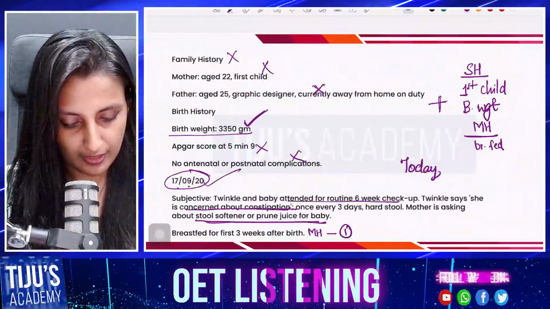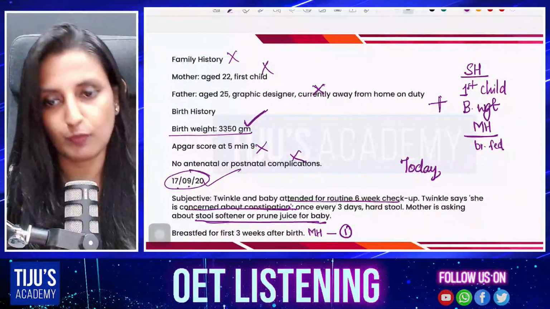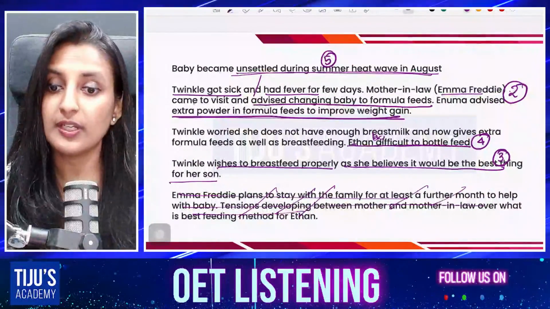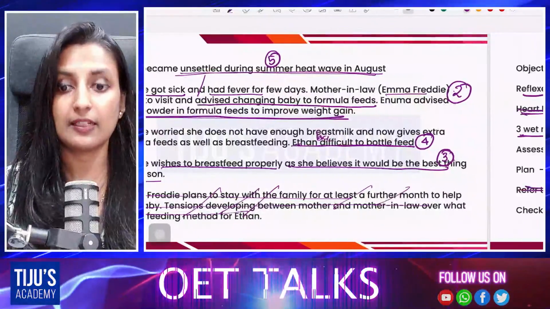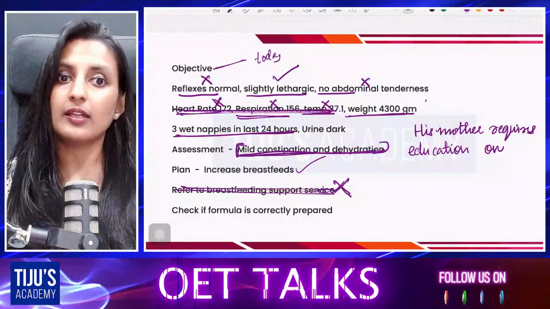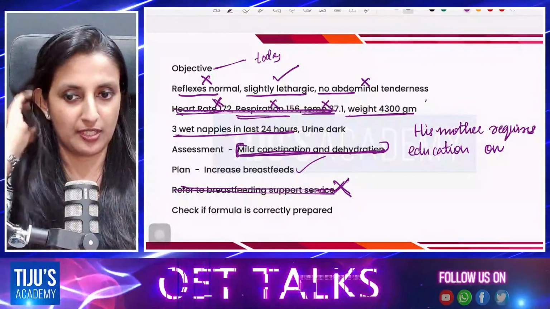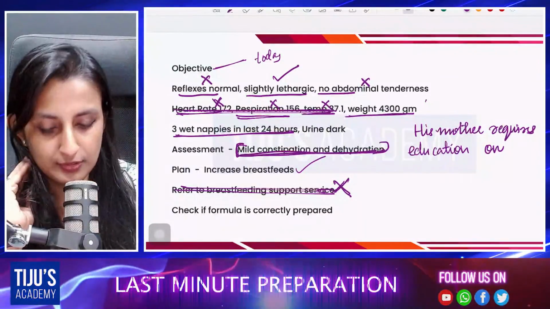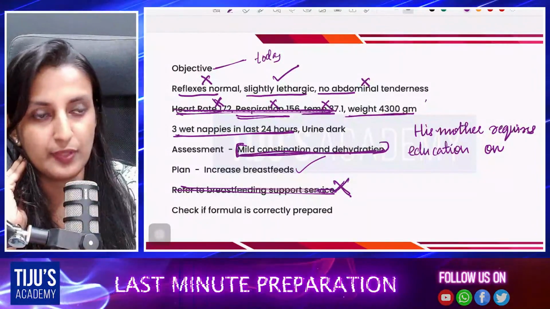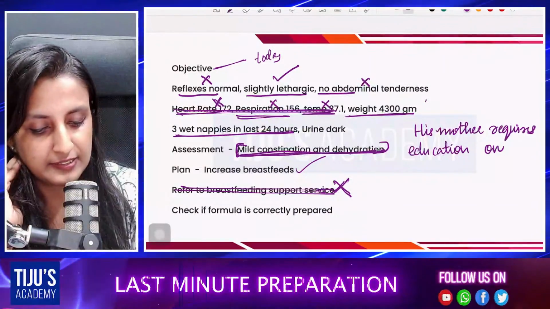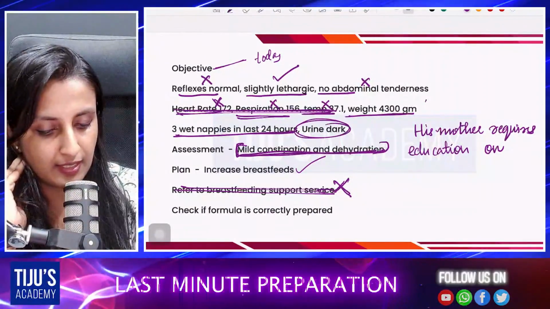Attended has to be there. Ethan and his mother attended for. That is fine. Today's weight is necessary because the lactation consultant has to know that current weight and a birth weight difference, right? So current weight needs to be mentioned there. Okay. So she had 3 wet nappies in last 24 hours and his urine was dark in color.